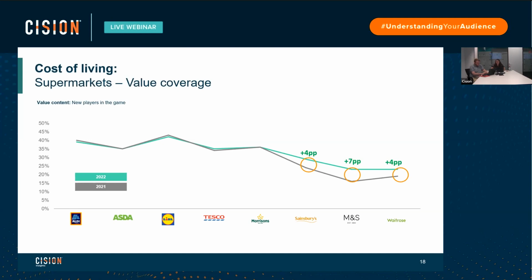From Cision research, this has definitely happened in the last few months, and it seems to be organic within the press. We move on to the next slide.